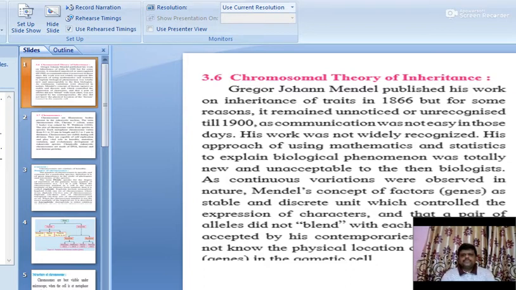Hello students, today you are going to study a new point from topic number 3, that is inheritance and variations, and the point is chromosomal theory of inheritance.